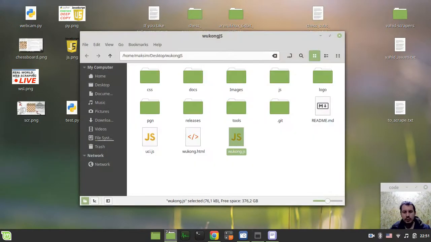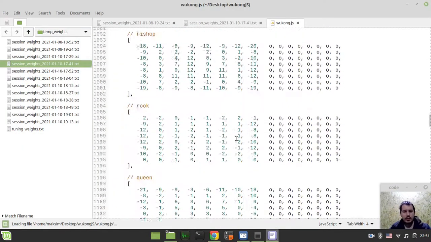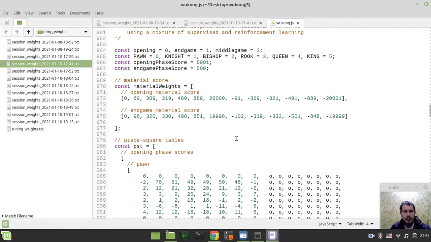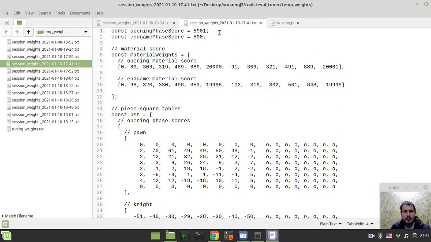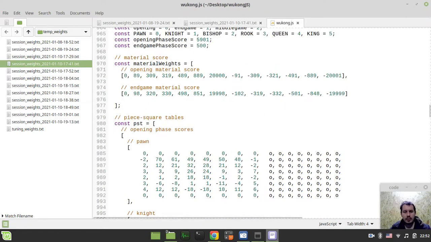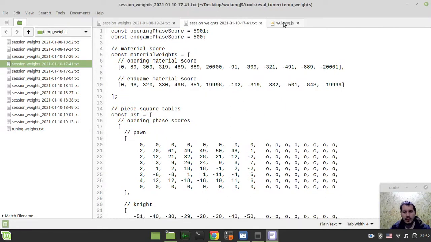Which one did I use eventually? The one that has 5901 and 7061. Yeah, this is it, I guess. So these two weights, okay. This is the stage 1 tuning, and this is the stage 2 tuning.